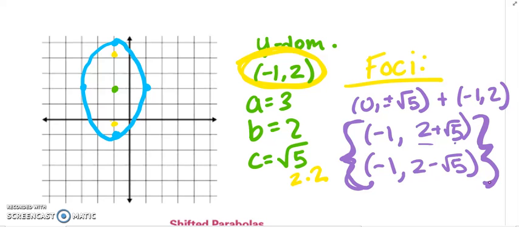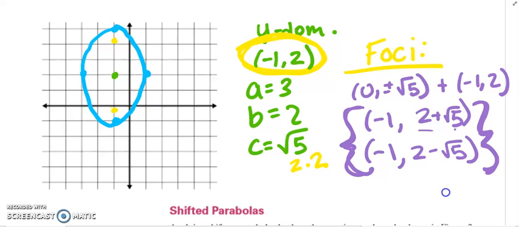Yes, but foci goes off C. And so the foci is the yellow dot here, so -1, 1, 2, 3, 4, 2. That's right. Does that make sense? Good. Okay, let's do another one.